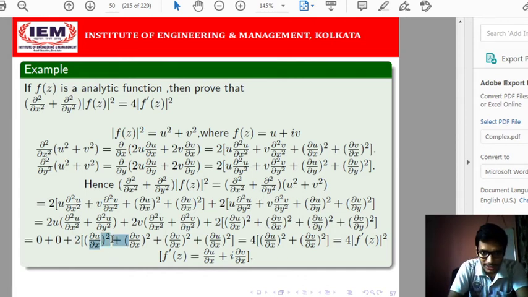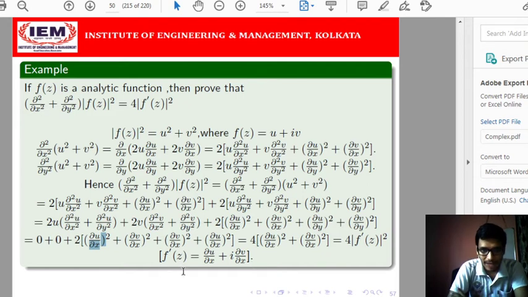So del 2u del x2 is fixed, del v del x whole square fixed. So now del u del y, we know that equals minus del v del x. So that will be del v del x whole square. Plus we know that del v del y will be equal to del u del x. So this will be del u del x whole square. So that will be 2 into del u del x whole square plus del v del x whole square. So that will be 4 into this, because 2 is there outside. So I know that f dash z is this.